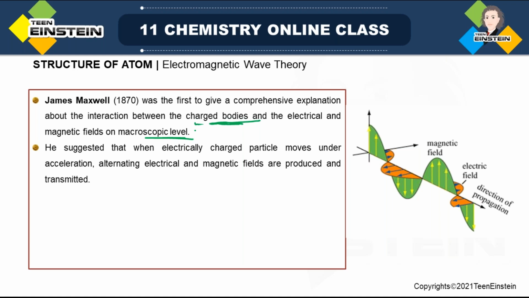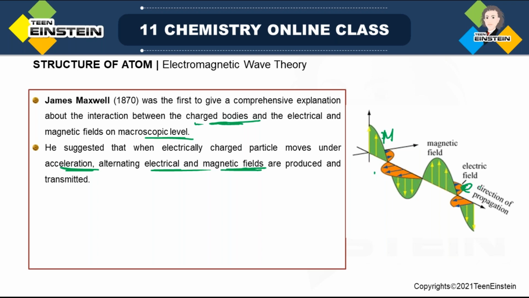He suggested that when an electrically charged particle moves under acceleration, remember this thing we have already seen, because electrons are electrically charged and they move under some acceleration. When it happens, alternating electrical and magnetic fields are generated and transmitted. So here in the right hand side picture, you can see the magnetic field in the orange color, and in the green color, that is the magnetic field, and this one is the electric field.